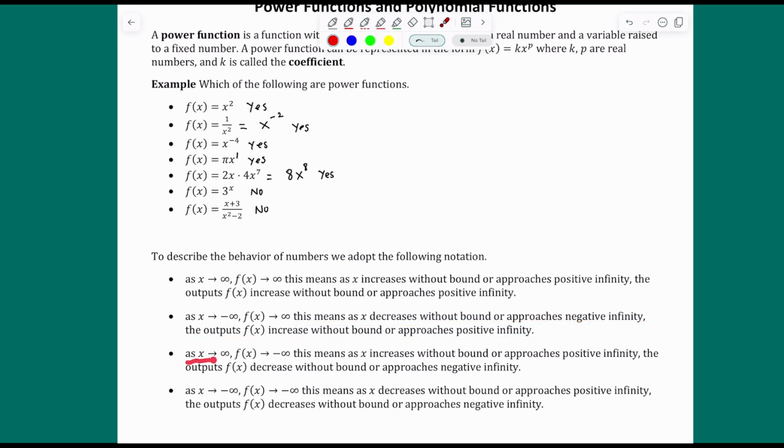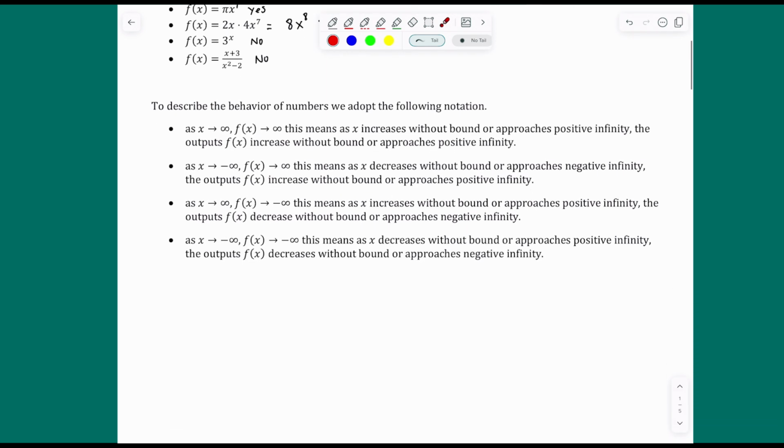Likewise, we could write as x approaches infinity, f of x approaches negative infinity. And this means as x increases without bound or approaches positive infinity, the outputs of f of x decrease without bound or approach negative infinity. And the other combination you could have is as x approaches negative infinity, f of x approaches negative infinity. And this means that as x decreases without bound or approaches negative infinity, the outputs of f of x decrease without bound or approach negative infinity. Okay, so that's notation we could use to describe what's called the end behavior.